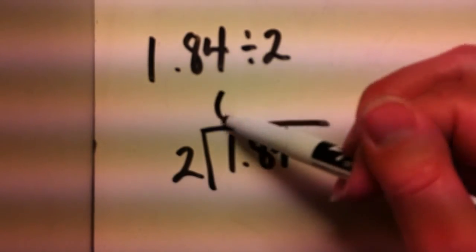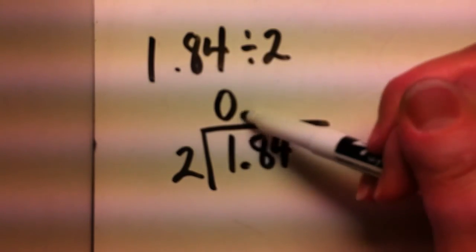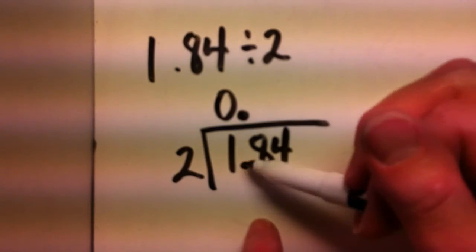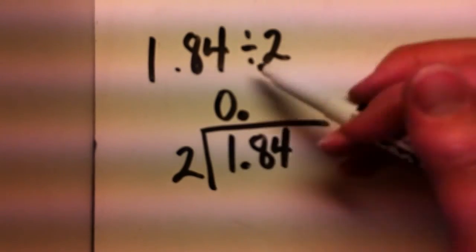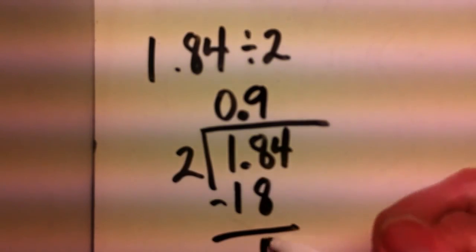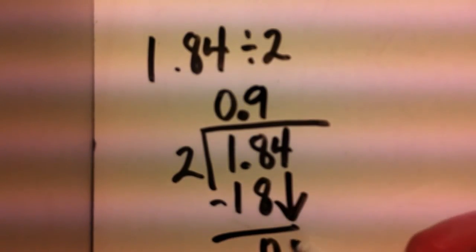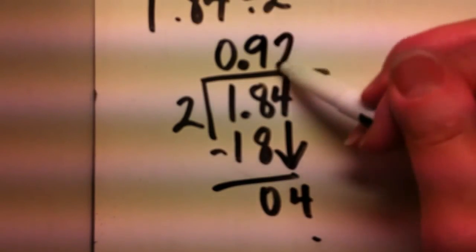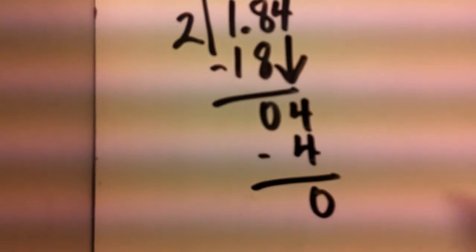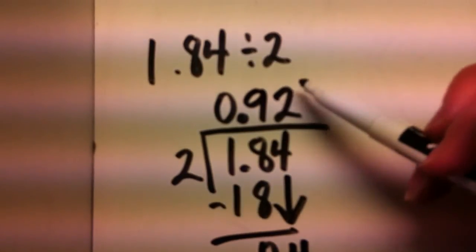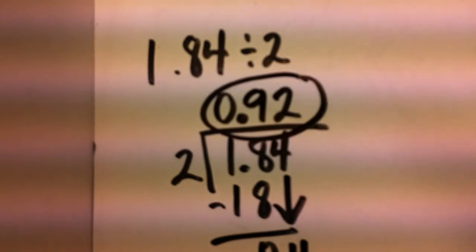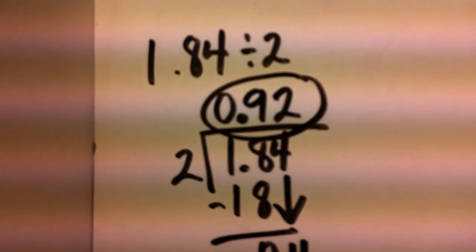2 goes into 1, 0 times. There's my decimal point. Carry it up. 2 goes into 18. Again, once I've carried up my decimal point, it's gone. 2 goes into 18 9 times. 9 times 2 is 18. 18 minus 18 is 0. Carry down my 4. 2 goes into 4 2 times. 2 times 2 is 4. 4 minus 4 is 0. Remainder of 0. I've got my answer. 1 and 84 hundredths divided by 2 is 0.92, or 92 hundredths.